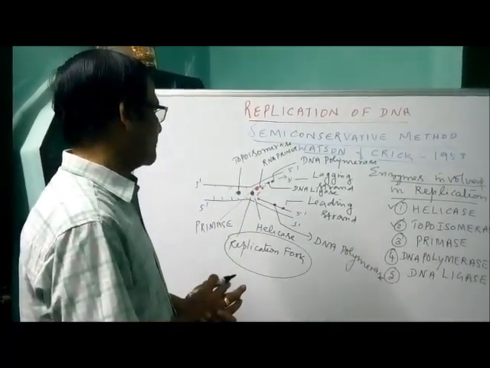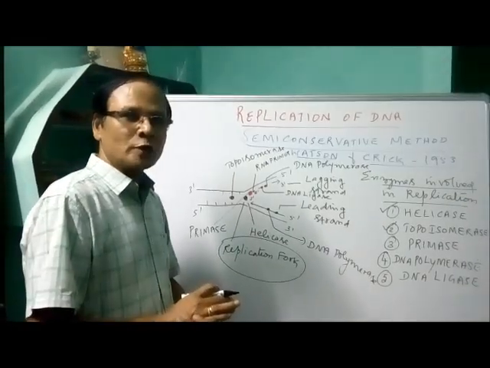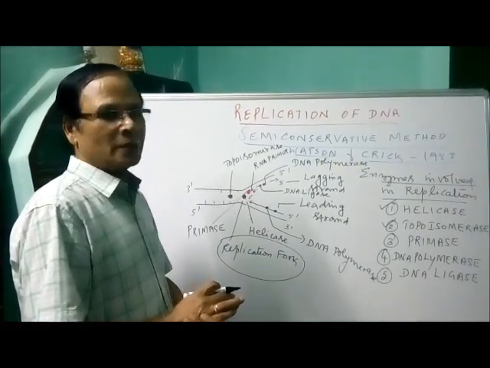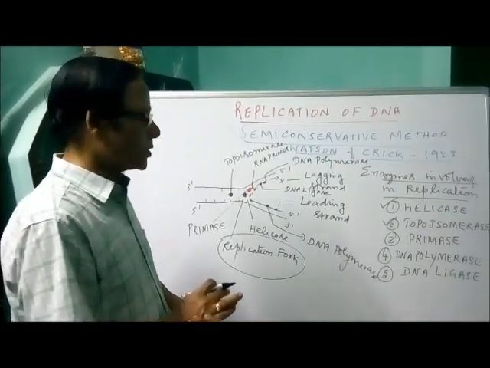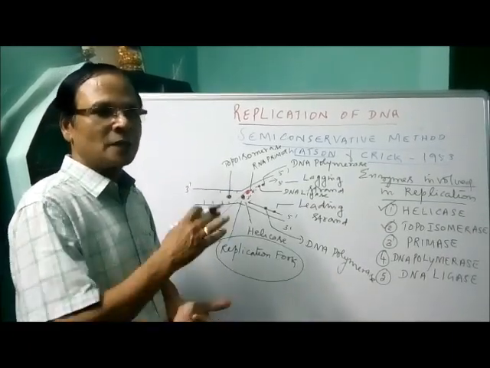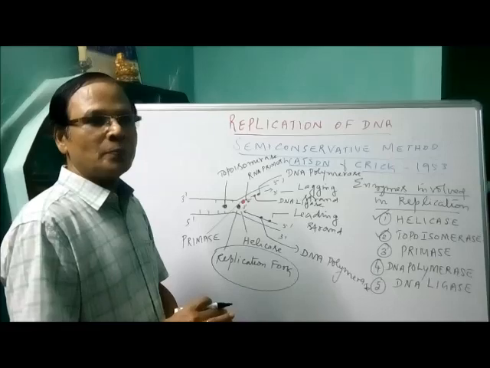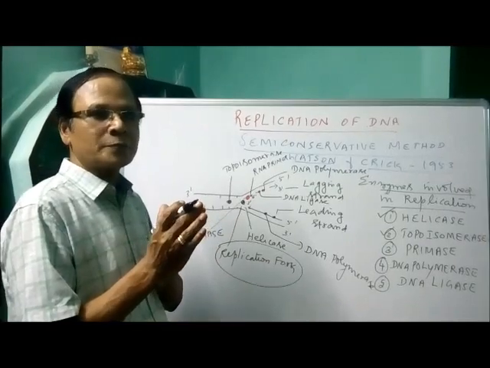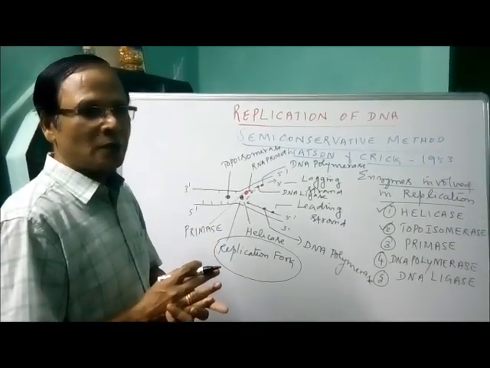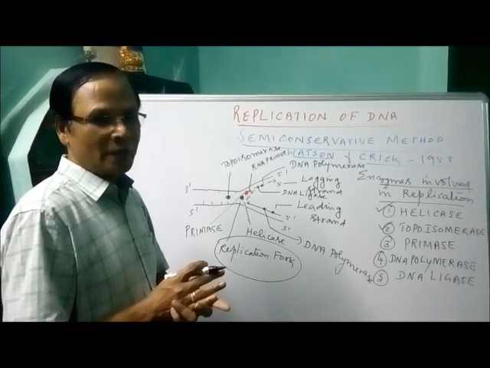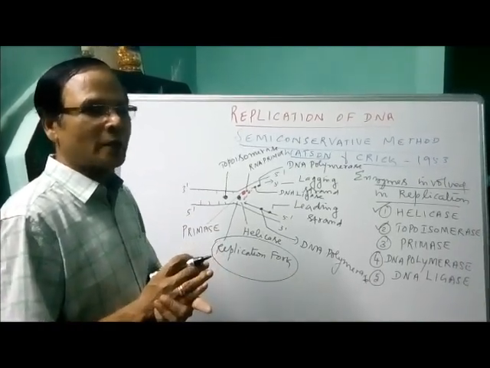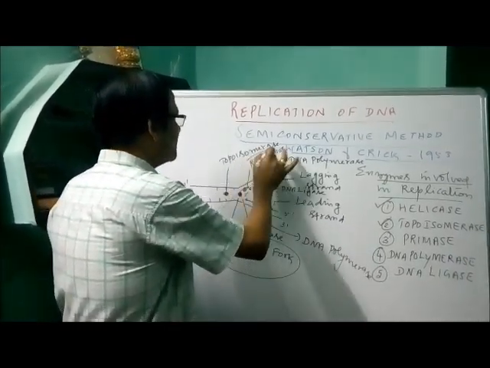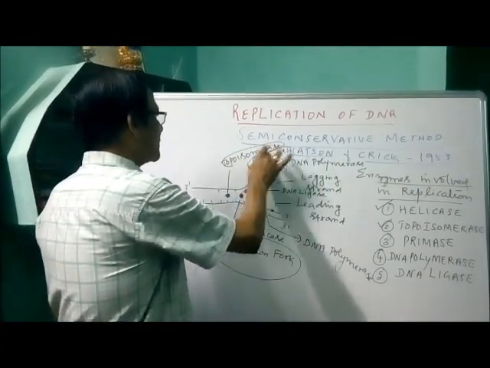Now, once the replication fork is formed, the process of replication begins. The process of replication is brought about by DNA polymerase, that is, elongation of the strand. But DNA polymerase cannot initiate the replication process. It needs help. To begin with, a small segment of RNA, a few nucleotides of RNA, is laid down at the origin of replication, and that is called the RNA primer.